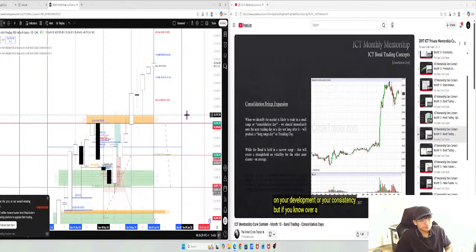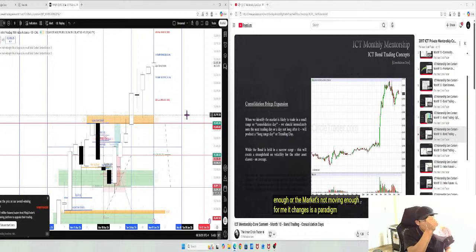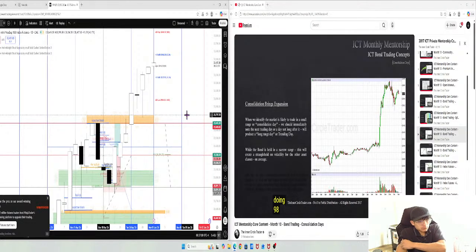But if you know over a long period of time that operating in small range consolidation days like we're describing here adopts a mindset that promotes professional trading, professional perspective, it will by default remove a lot of the anxiety that traders encounter, the psychological effect of not making enough, or the market's not moving enough for me. It's a paradigm shift that takes place when you understand what the market as a whole should be doing. 98% of the traders out there, even professional traders, get sucked into emotional and psychological effects of trading.